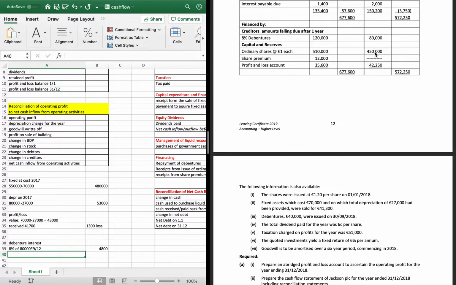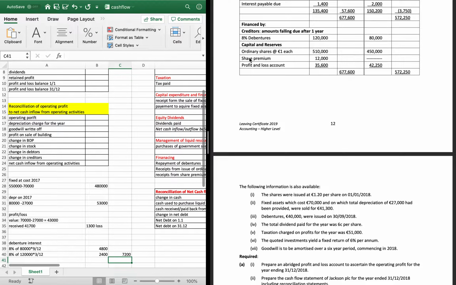And then for the last 3 months of the year, we had 120,000. So it's 8% of 120,000 by 3/12, which is 2,400. So the total debenture interest payable for the year is 7,200. I'm going to use that later on as well. Okay, so that's important. That's dealt with.